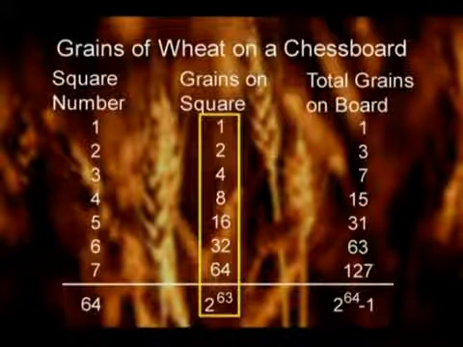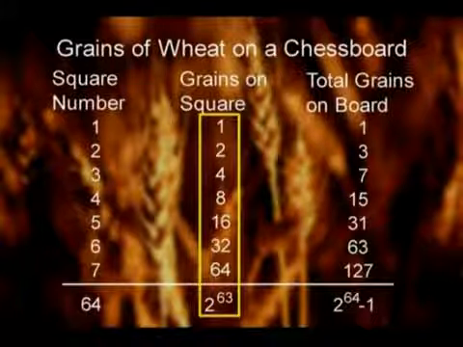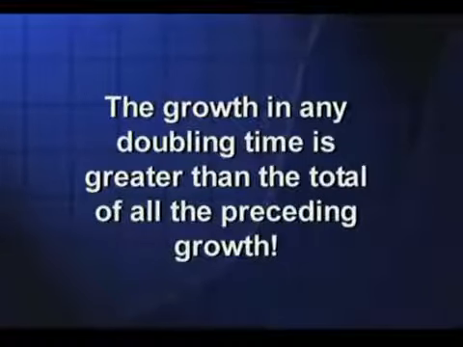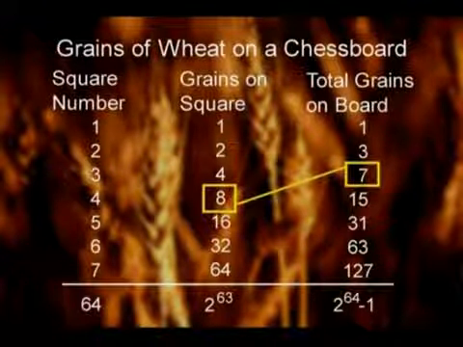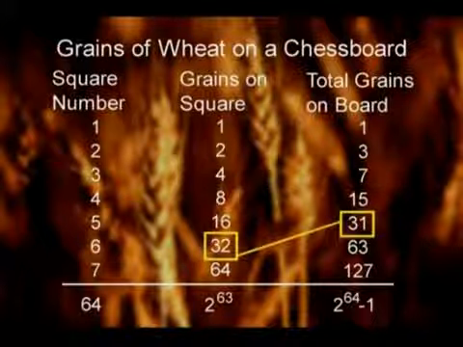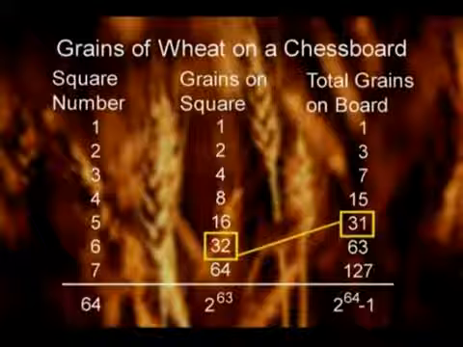And you say, how'd you get such a big number? Well, it was simple. We just started with 1 grain, but we let the number grow steadily till it had doubled a mere 63 times. There's something else that's very important. The growth in any doubling time is greater than the total of all of the preceding growth. For example, when we put 8 grains on the 4th square, the 8 is larger than the total of 7 that were already there. When we put 32 grains on the 6th square, the 32 is larger than the total of 31 that were already there. Every time the growing quantity doubles, it takes more than all that you'd used in all of the preceding growth.